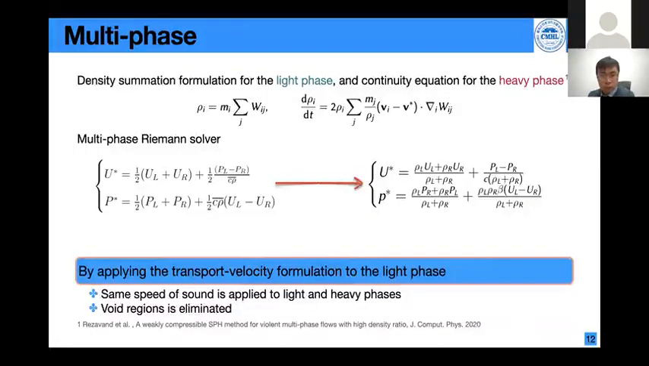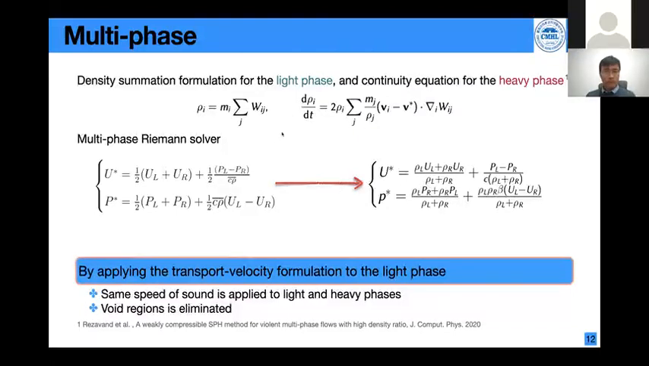So then we extend the Riemann SPH method to multi-phase simulations. We have to introduce another scheme, for example, if we use the summation equation for the light phase and the continuity equation for the heavy phase, then the heavy flow will be treated as a free surface flow, and the light phase flow will be treated as an internal flow. Then we can rewrite the linear Riemann solver into a multi-phase Riemann solver. Also, we have to include the low dissipation limit.